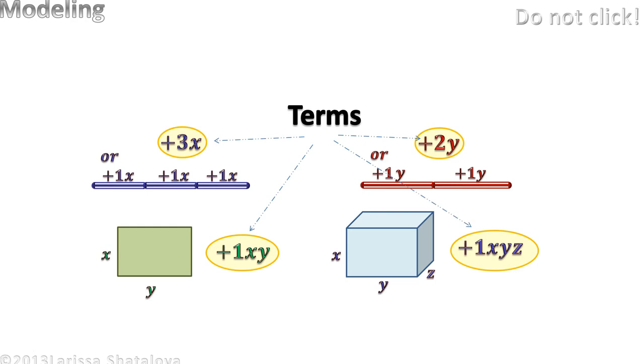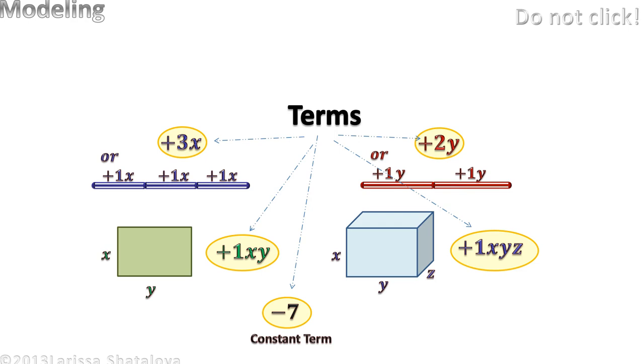So 3x, or positive 3x, is a term, positive 1xy is a term, positive 2y is a term, and positive 1xyz is a term. And one more term, just negative 7, just a number. But this time we would call this a constant term. A constant term does not have variables. So all of those terms are just descriptions of these objects.